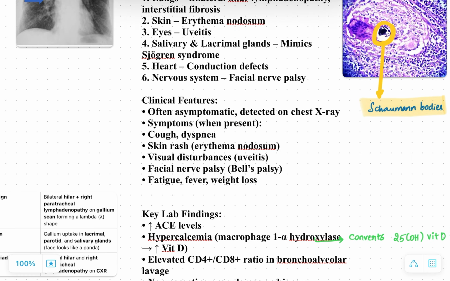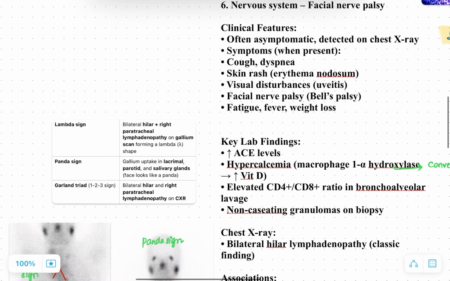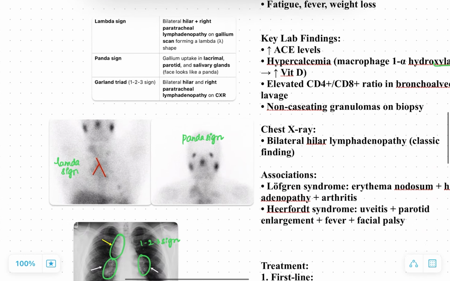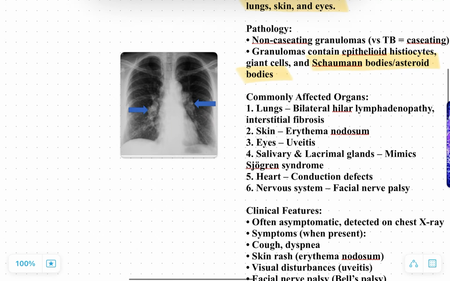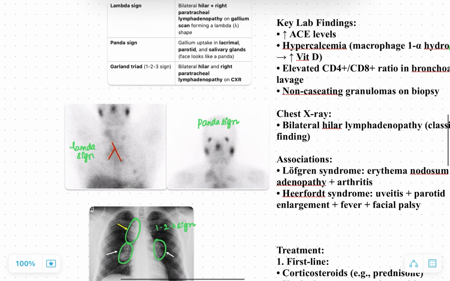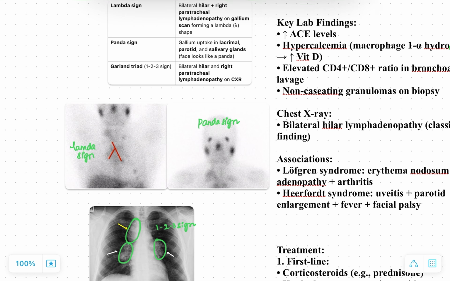Other symptoms are cough, dyspnea, skin rash like erythema nodosum, uveitis, Bell's palsy because seventh nerve palsy is seen, and fatigue, fever and weight loss. The main sign we can see on the X-ray is bilateral hilar lymphadenopathy. And the named signs we have to know are the lambda sign and the panda sign.